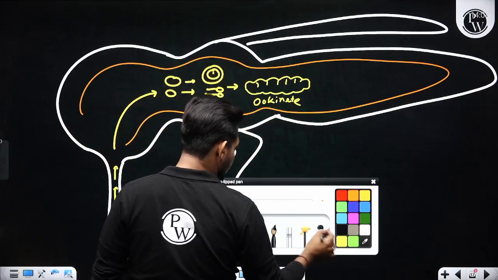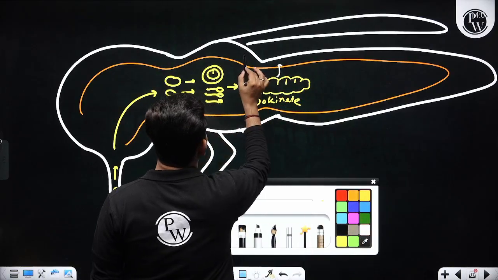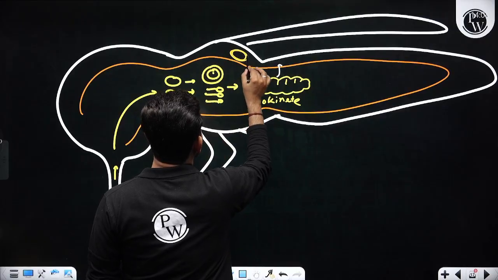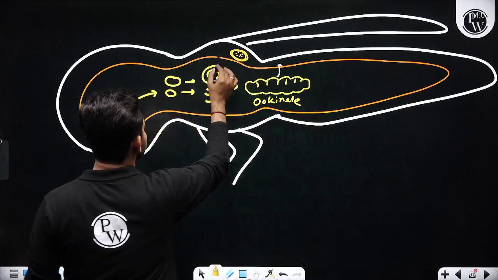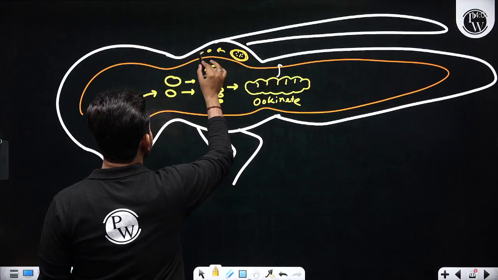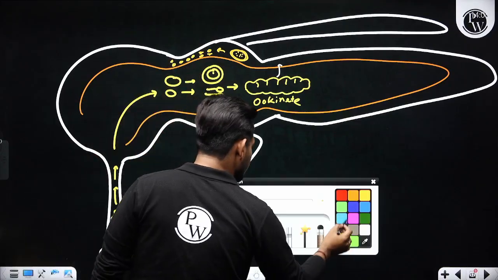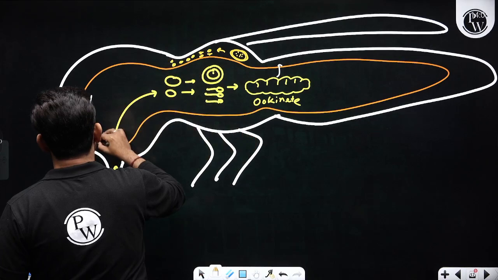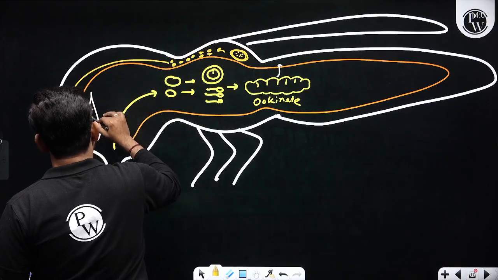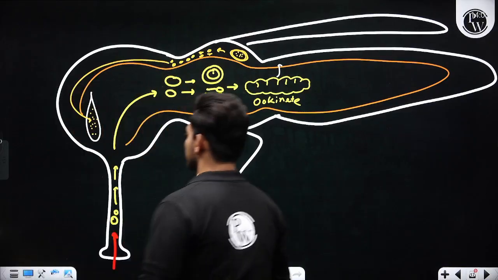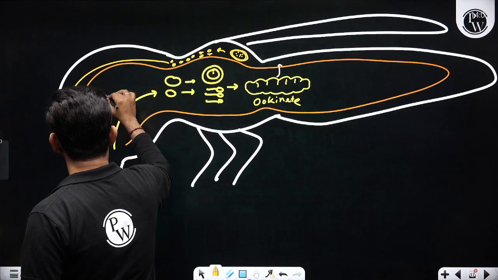Now this ookinete will penetrate the gut wall and form an oocyst. Inside that oocyst there will be sporogony, the formation of sporozoites. When these sporozoites come out of the oocyst, they travel towards the salivary gland, and that's why we call the salivary gland a reservoir of sporozoites.